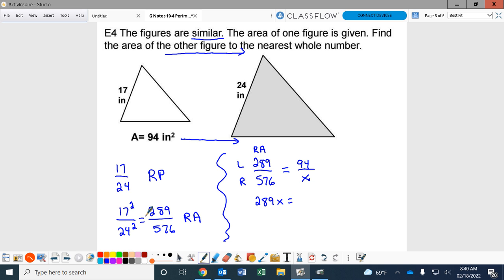Okay, so this is going to be equal to what, guys?